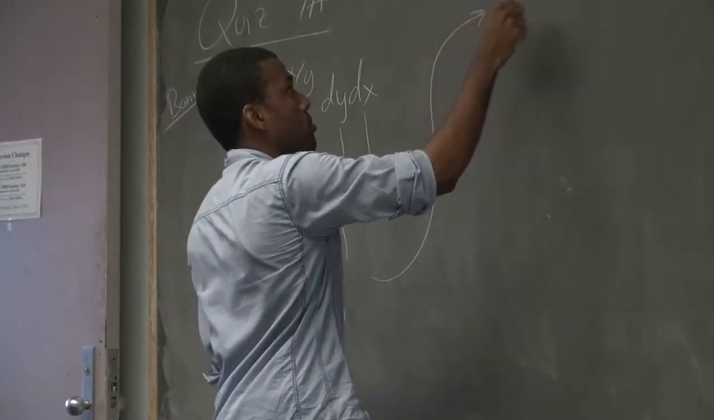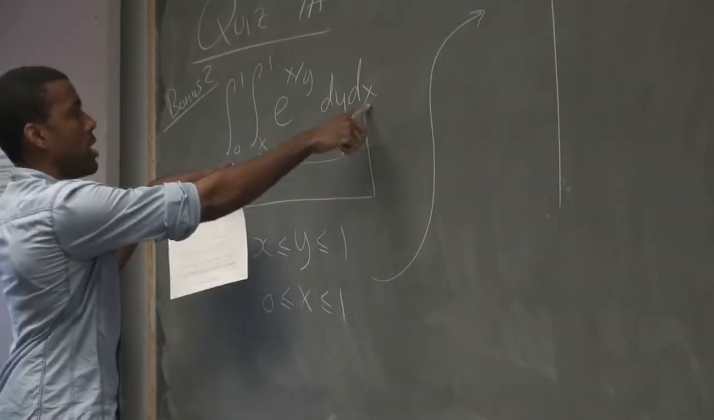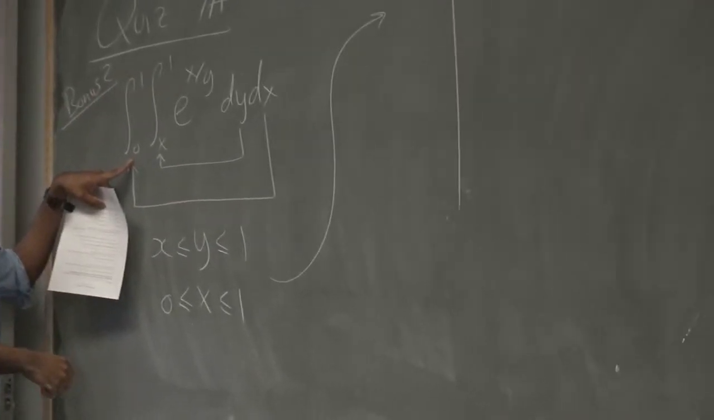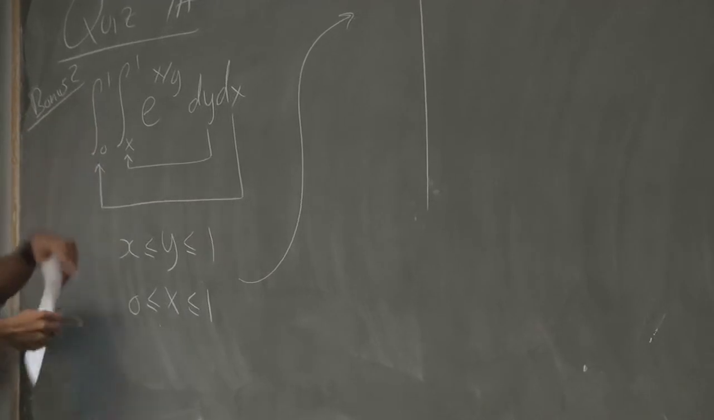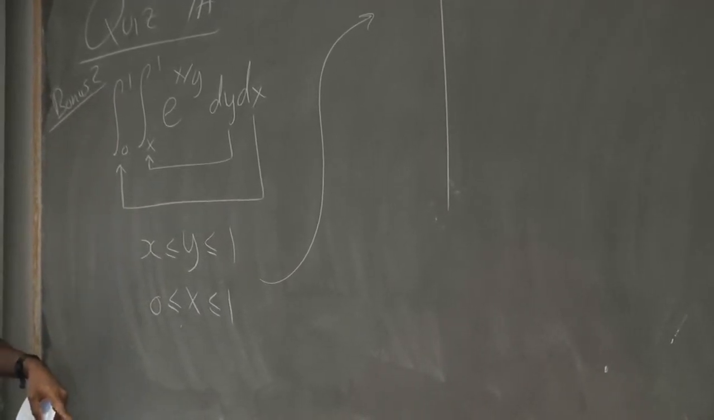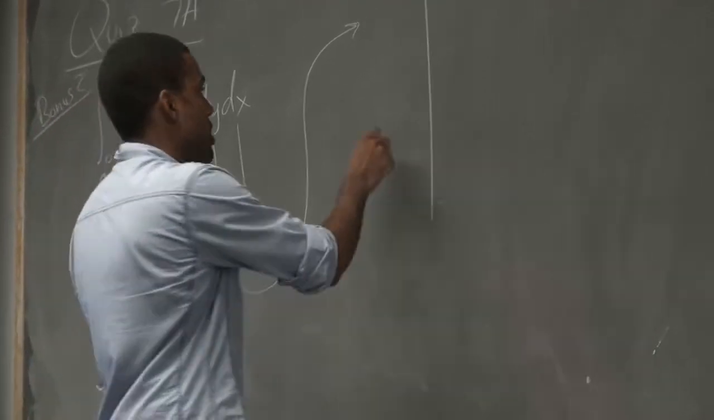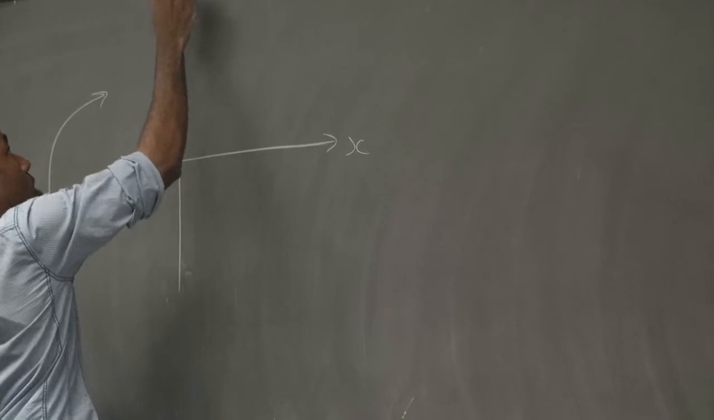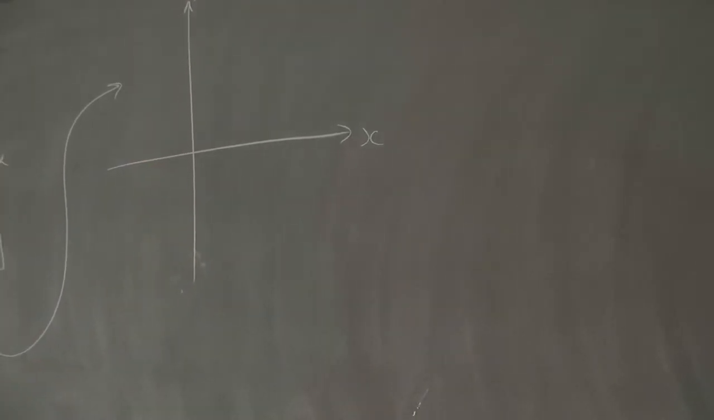How do you know x goes between 0 and 1? Because it's the dx, x from 0 to 1. Right, the limits on your integral define the interval that you're integrating when they're constants. Now, how would I draw that region in the xy plane?